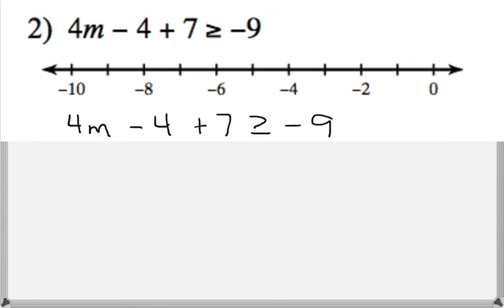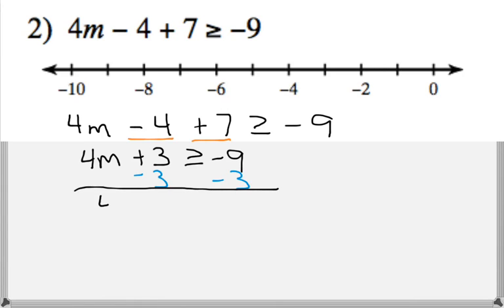Let's look at another problem. In this problem, we have 4m minus 4 plus 7 is greater than or equal to negative 9. So again, the first thing that should be standing out is we have a negative 4 and a plus 7 that we can combine as like terms. So we have 4m, and negative 4 plus 7 combines to give us a plus 3. We still have the greater than or equal to negative 9. Now we need to get rid of that plus 3, so we're going to subtract 3 on both sides.